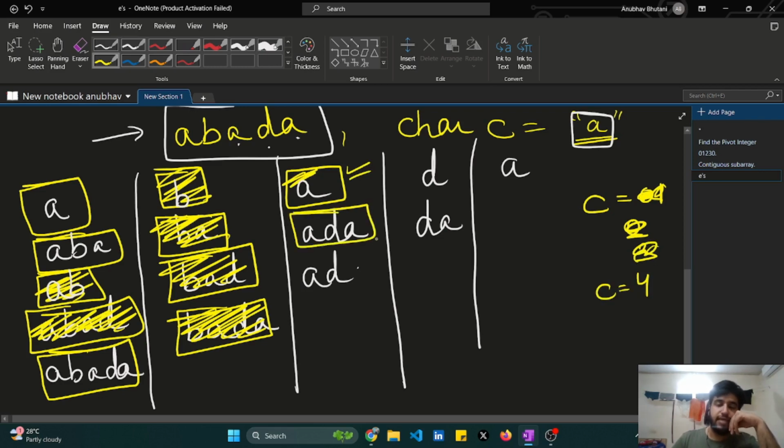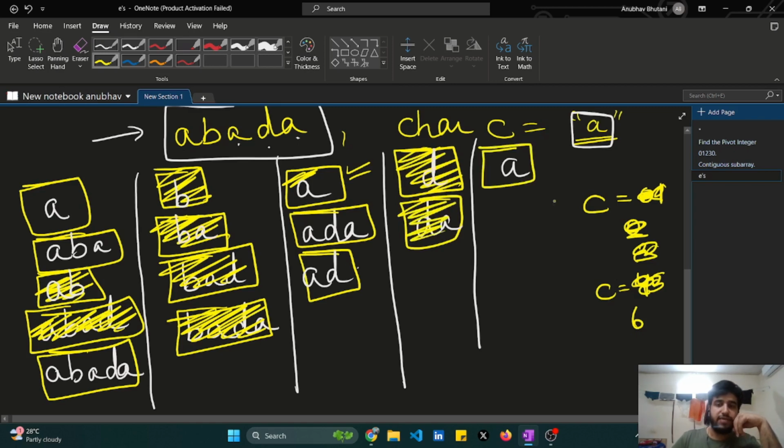I'll come to ADA. Is it starting and ending with A? Yes. Count becomes 5. Is AD starting and ending with A? Yes. Count becomes 6. Is D starting and ending with A? No. Is DA starting and ending with A? No. Is A starting and ending with A? Yes. So count becomes 7. So for this case, my count is 7.